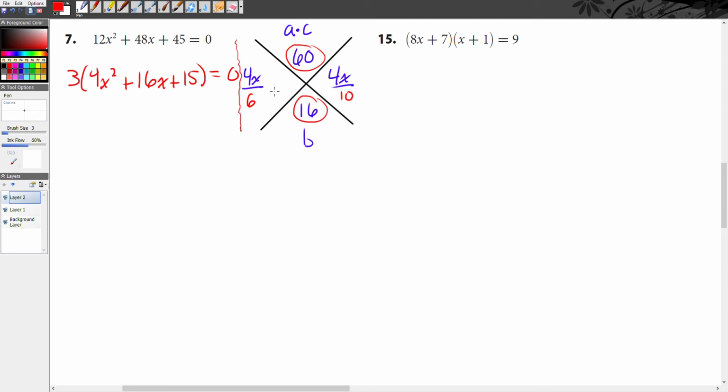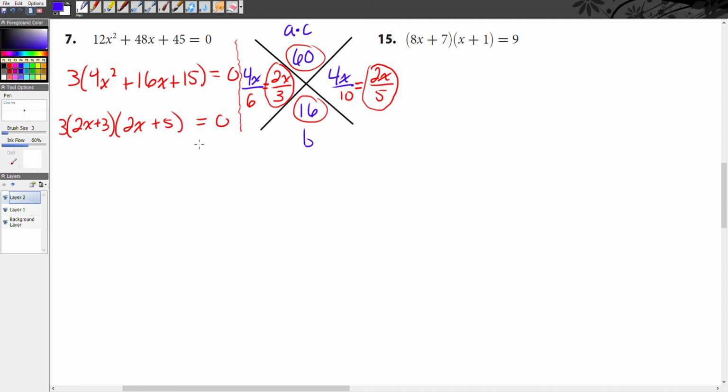4x over 6, and I could divide both of these by 2. So I get 2x over 3. And this is going to be one of my binomials. And here 4x over 10, I could divide both of these by 2. And I get 2x over 5. It's going to be the other one of my binomials. So I have here 2x plus 3 times 2x plus 5 equals 0.